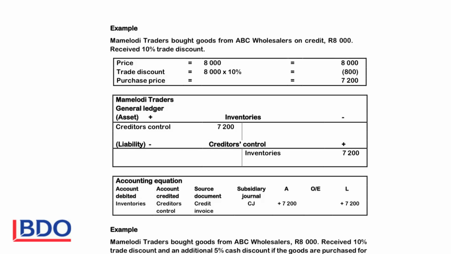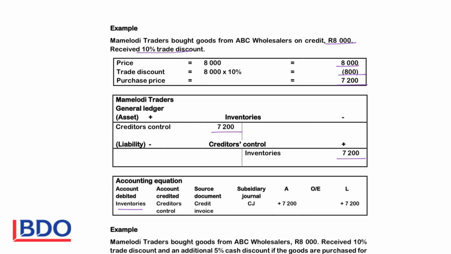Mamelodi Traders bought goods from ABC Wholesalers on credit for 8,000 less 10% trade discount. The price is therefore 8,000. Calculate 10%, deduct the 800, so your actual purchase price is 7,200. Inventories will be debited with 7,200 and creditors control will be credited with 7,200, because after the trade discount was deducted, you determine the amount that you owe to the creditors.